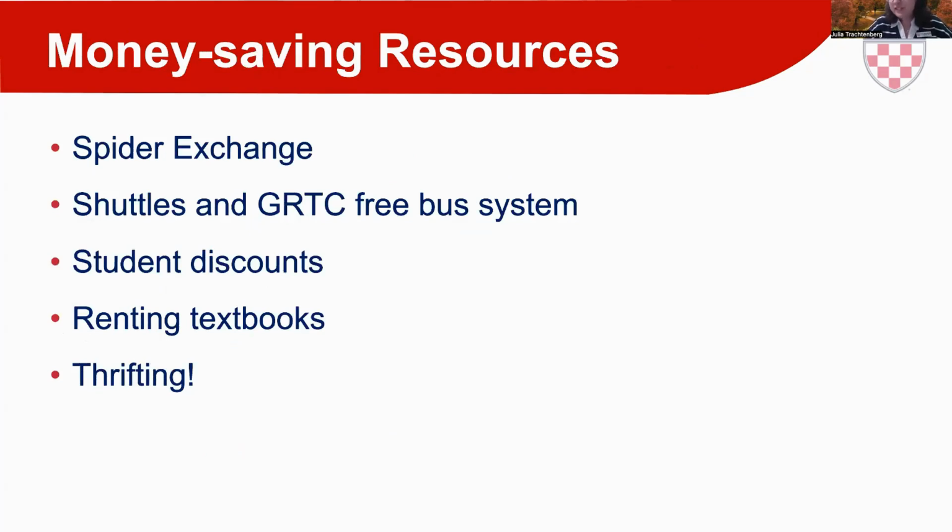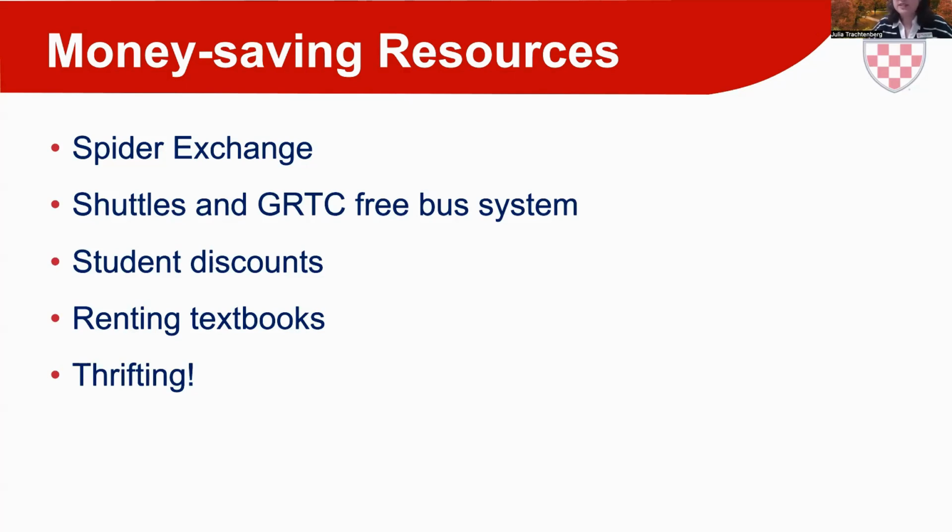Some money saving resources on campus. We have what's called the Spider Exchange. It's like an on-campus thrift store, but it's completely free. And so you can find clothes there, you can find school supplies, dorm decor, all kinds of things available for free. We also have shuttles and the Richmond bus system that are available for free as well. Those can connect you to grocery stores, entertainment, activities in the city, lots of shopping centers, all kinds of things are on the bus routes.